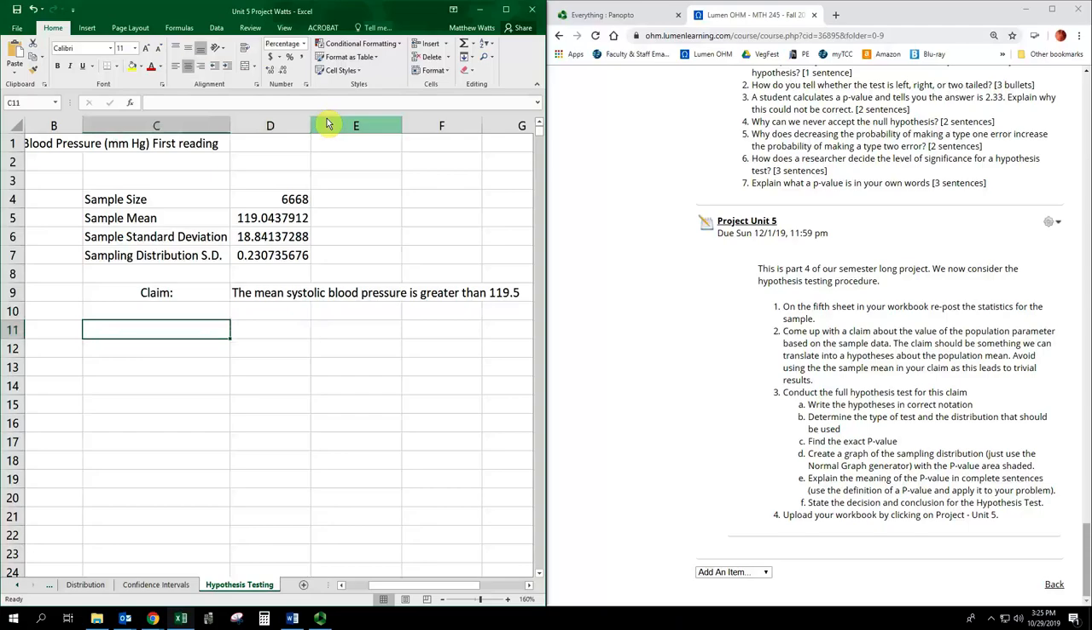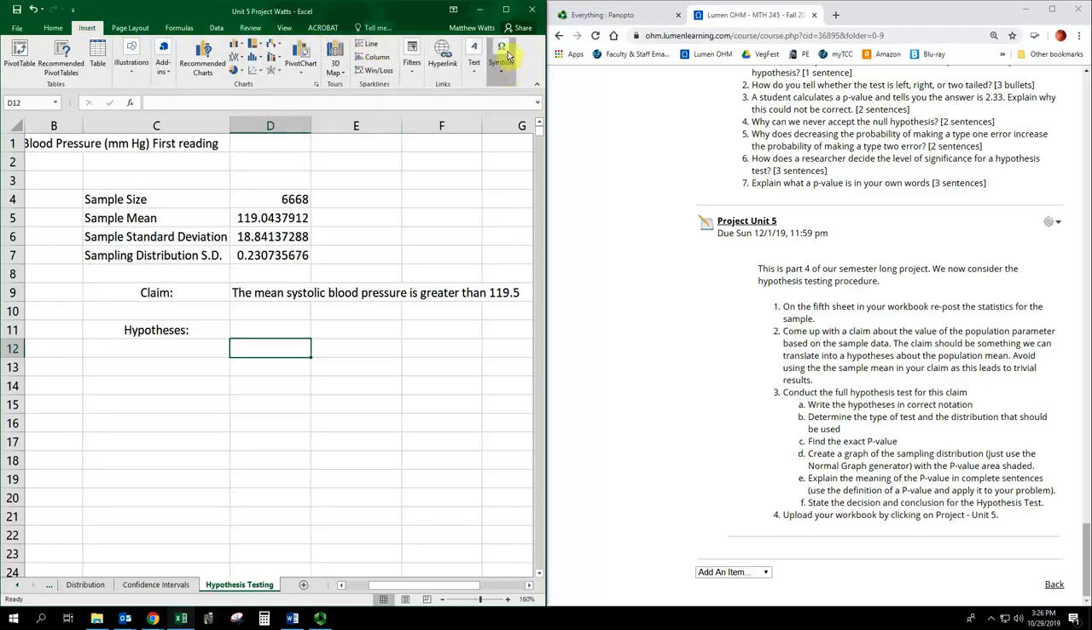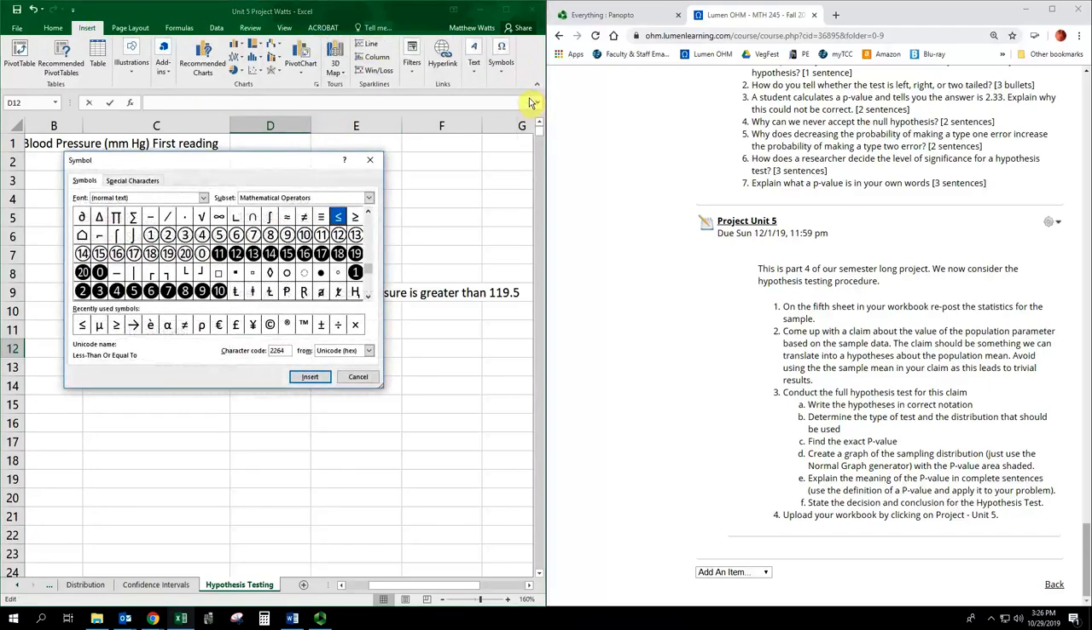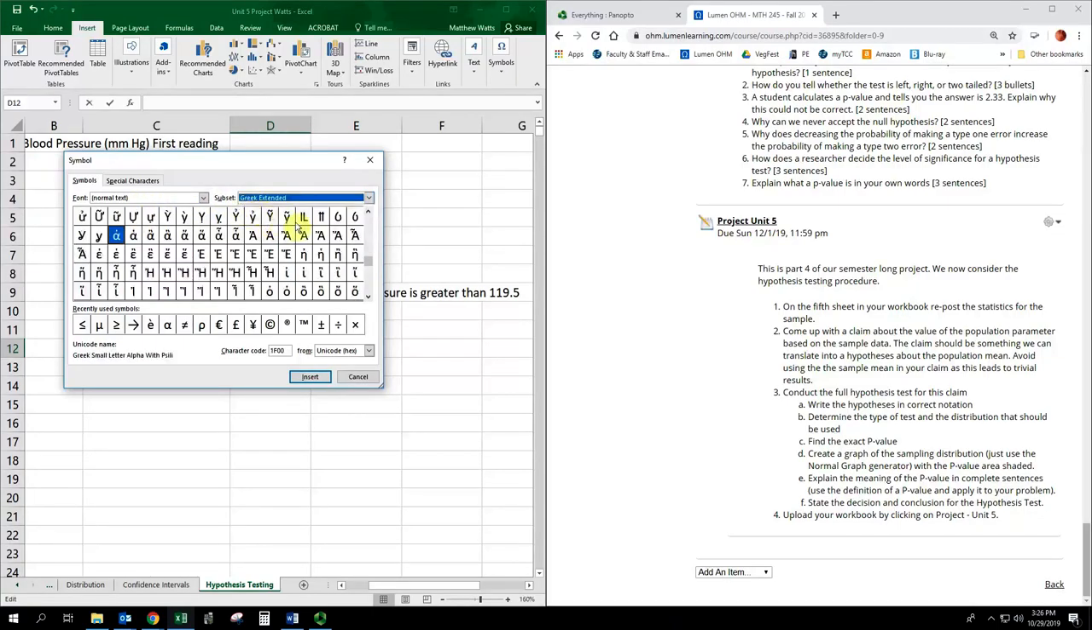Once you have that claim as a sentence, you want to go ahead and write this out as a pair of hypotheses. And you should be able to turn the claim into an inequality statement using the correct symbol. If you go to Insert and then Symbols, you can find the Greek letter mu. It's under Greek, I think.